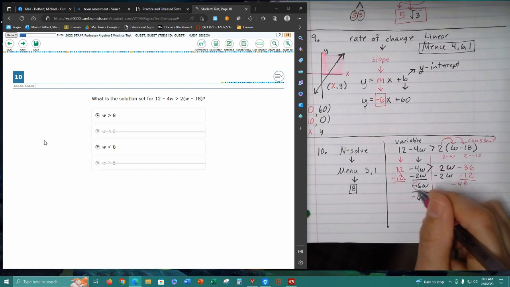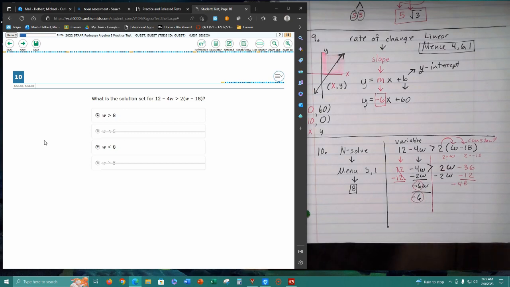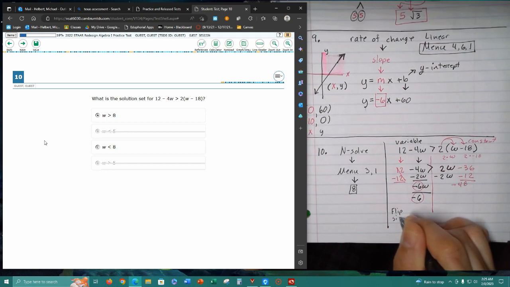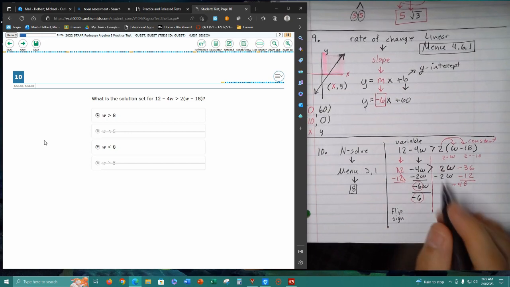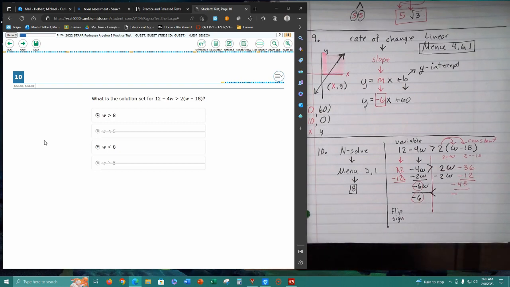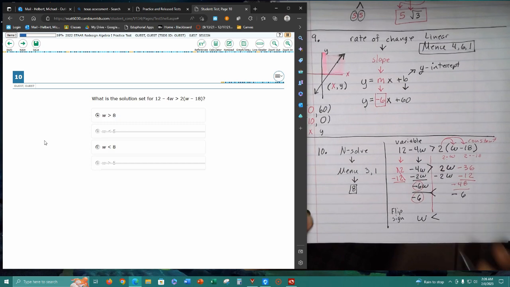So I'm just going to circle it. I'm dividing by the coefficient of w, which is negative 6. That means that I have to flip my sign because I'm dividing by a negative. So this greater than is actually going to become less than. I also need to divide this side by negative 6, and I'll end up with w is less than positive 8.